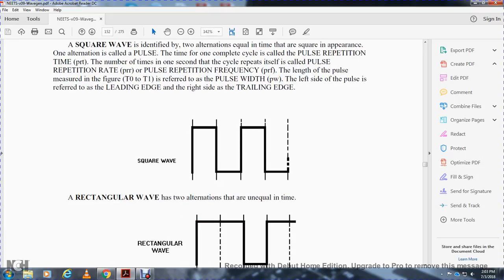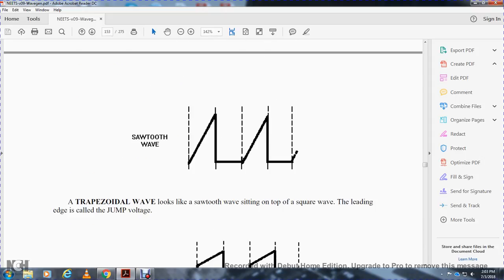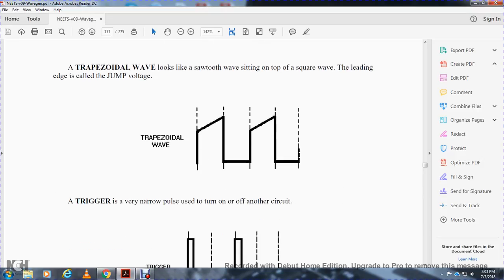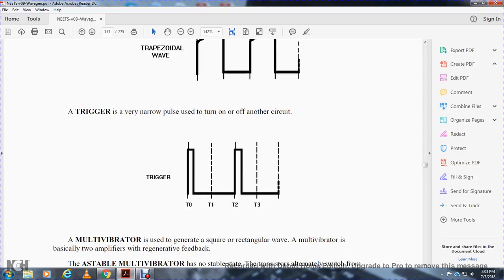The rectangular wave has two alterations unequal in time. The sawtooth has a linear increase of voltage followed by a rapid decrease of voltage at the end of the waveform. This is the sawtooth wave. The trapezoidal wave looks like a sawtooth wave sitting on top of a square wave, and the leading edge is called the jump voltage. Trapezoidal waveform. A trigger is very narrow.